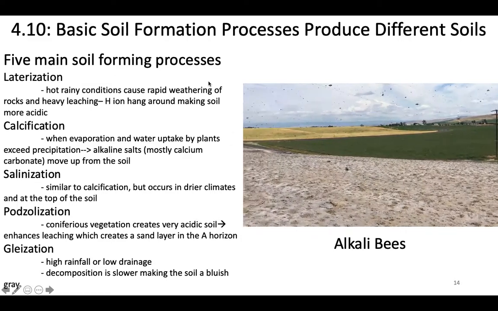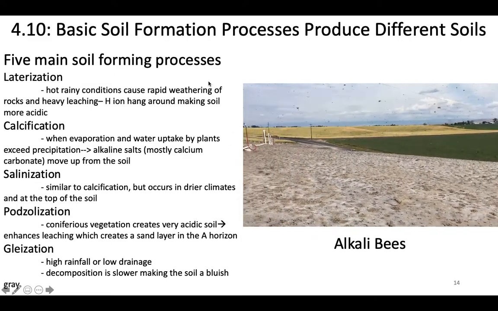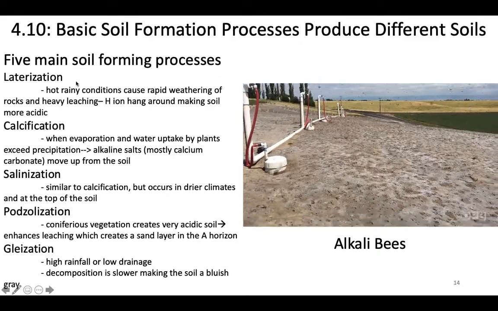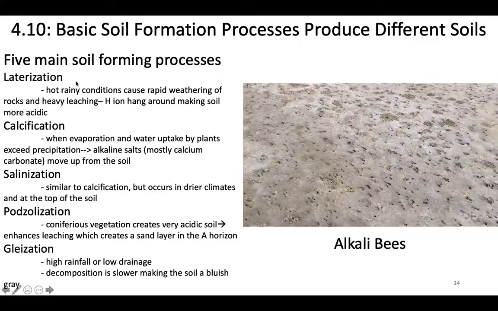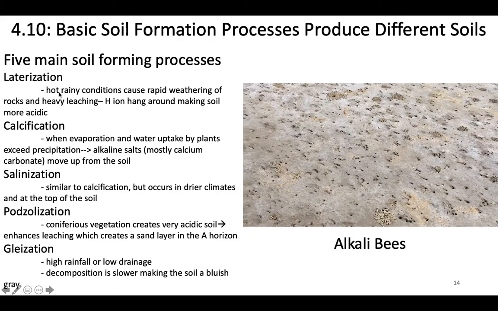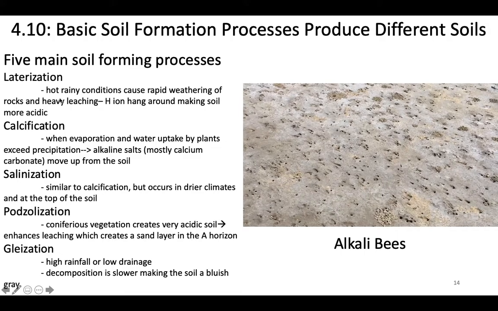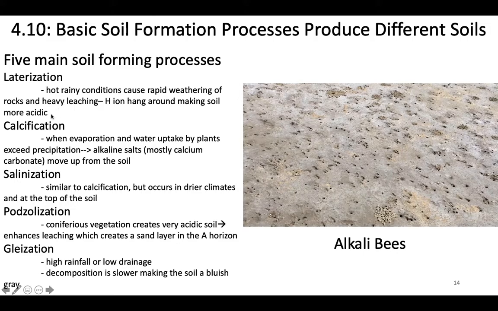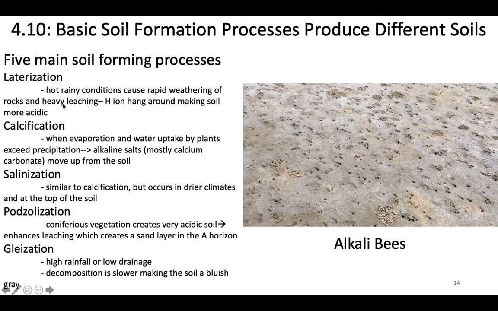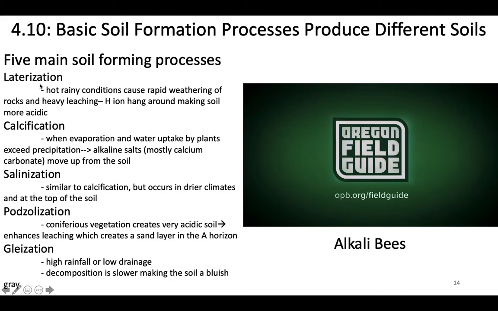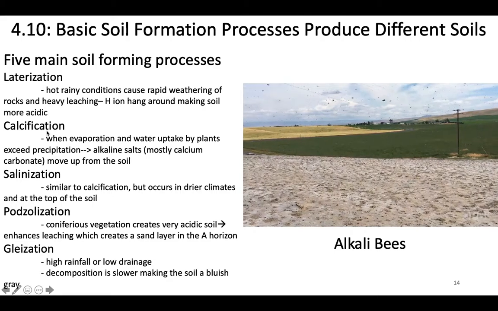And so just the last thing on soil before this short little mini lecture is over, I want to talk about 5 main processes for forming soil. So you've got laterization. This is when you have hot, rainy conditions that cause really rapid weathering of rocks and heavy leaching. So this makes the soil more acidic. This can be a natural process, but this is also a little bit of what we have going on with acid mine drainage.